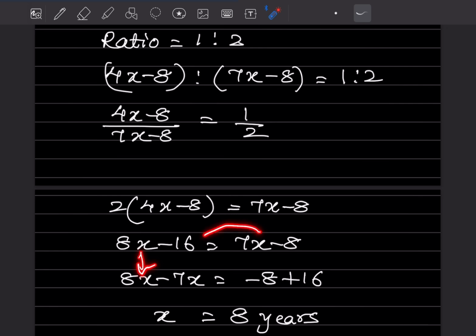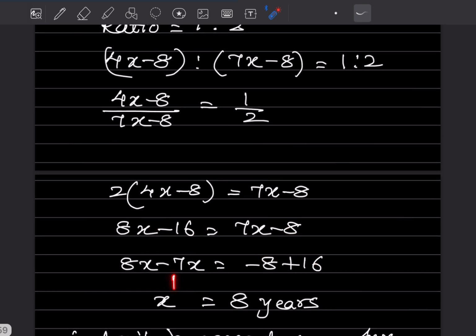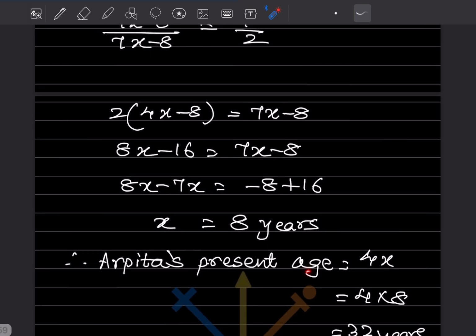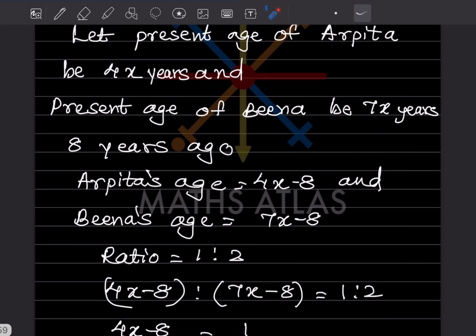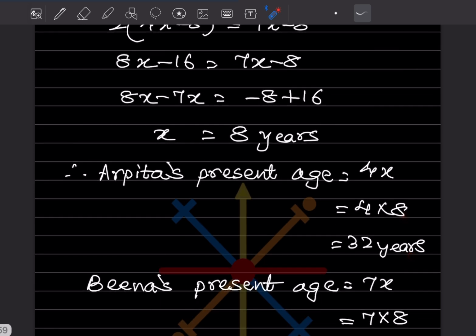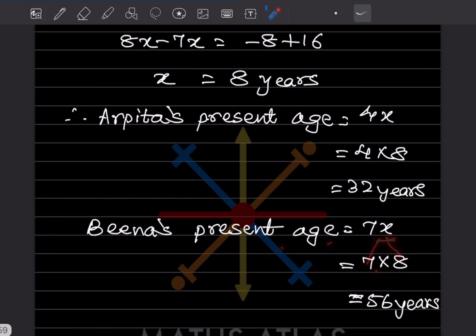8x here, this will go there, that will be minus 7x. This will be minus 8x as it is, and this minus 16 will be plus 16. So x is going to be plus 16 minus 8. That will be 8 years. So we can say Arpita's present age, that is, we have considered this as 4x, that is 4 into 8, that is 32 years. And Beena's present age, that is 7x, so 7 into 8, that is going to be 56 years. This is what they have asked.